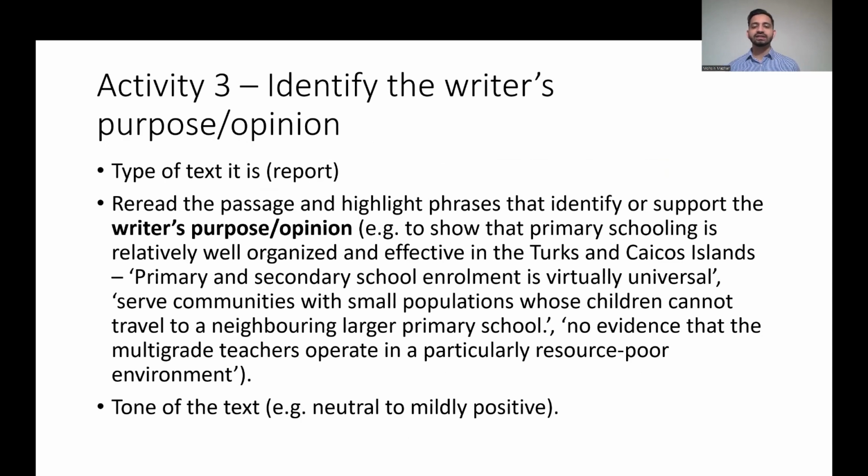And you reread the passage and highlight the phrases that identify or support the writer's opinion, to show that primary schooling is relatively well organized and effective in Turks and Caicos Islands. Primary and secondary school enrollment is virtually universal, serves communities with small population whose children cannot travel to a neighboring larger primary school. No evidence that multi-grade teachers operate in a particularly resource-poor environment. The tone of the text is neutral to mildly positive. If you were asked to explain the writer's opinion, this is how you would think about it.